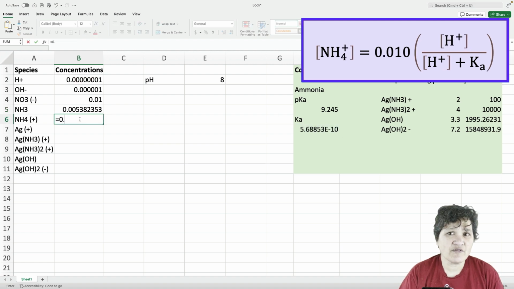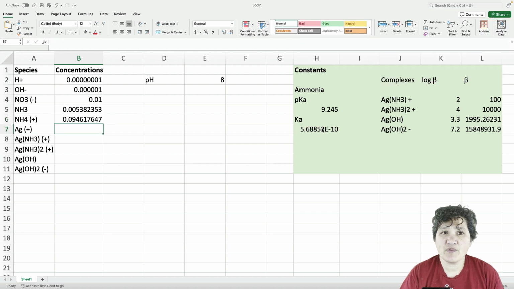We can do the same thing for NH4 plus. Again, we're going to do our total concentration times our fractional composition, which is H plus divided by H plus Ka. Next we have silver.